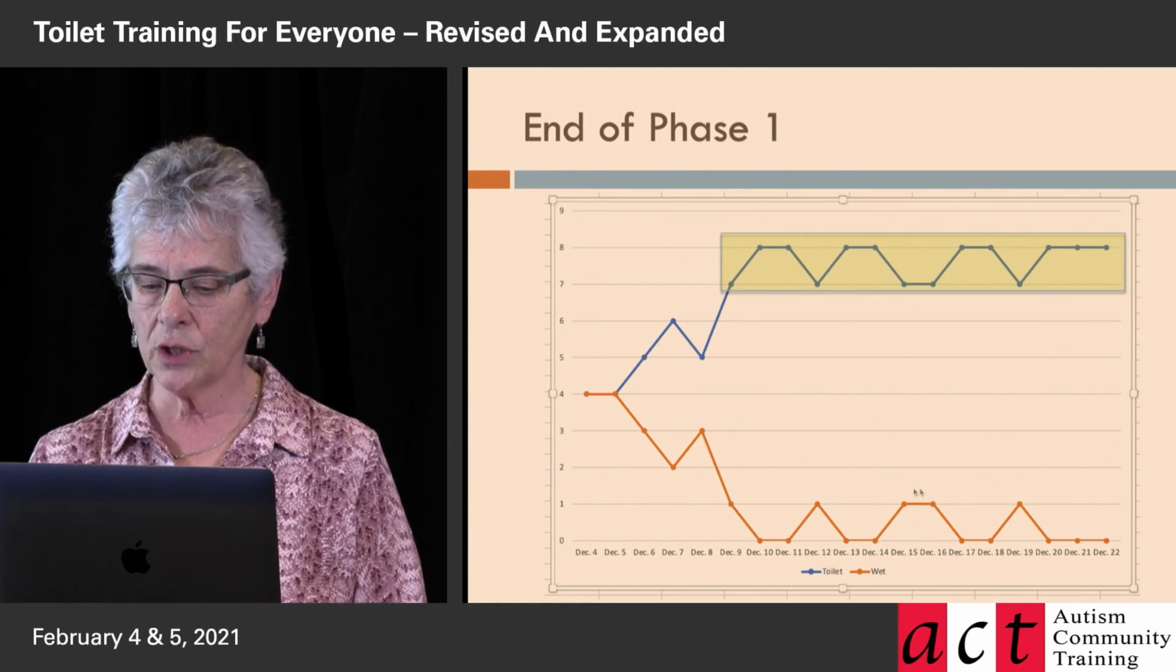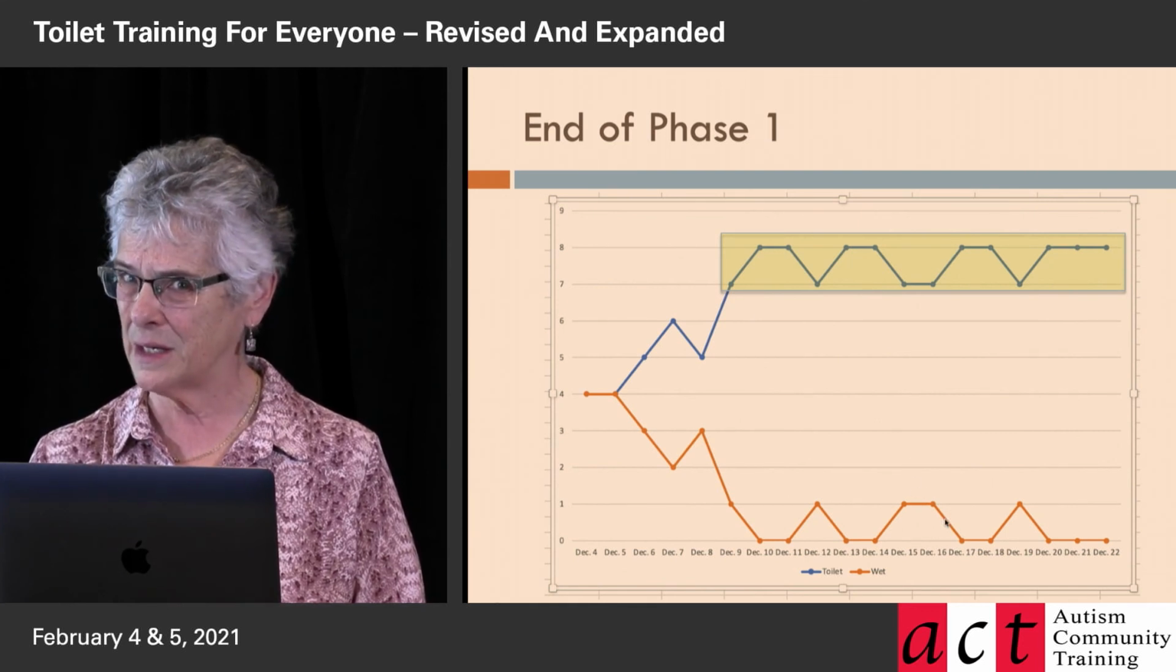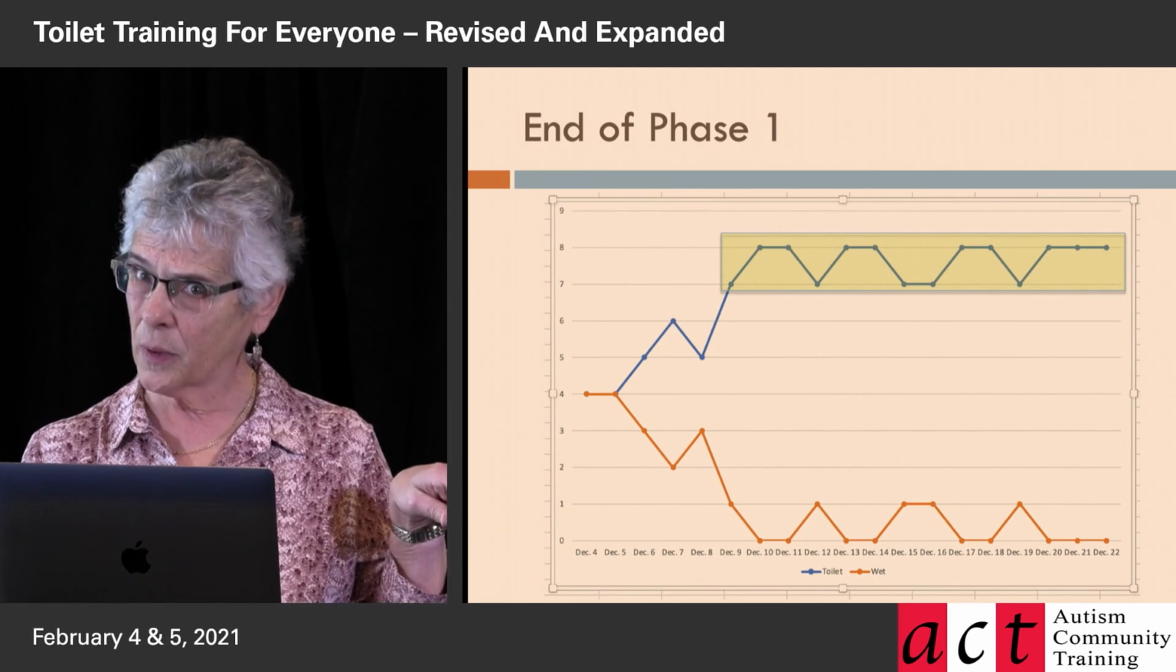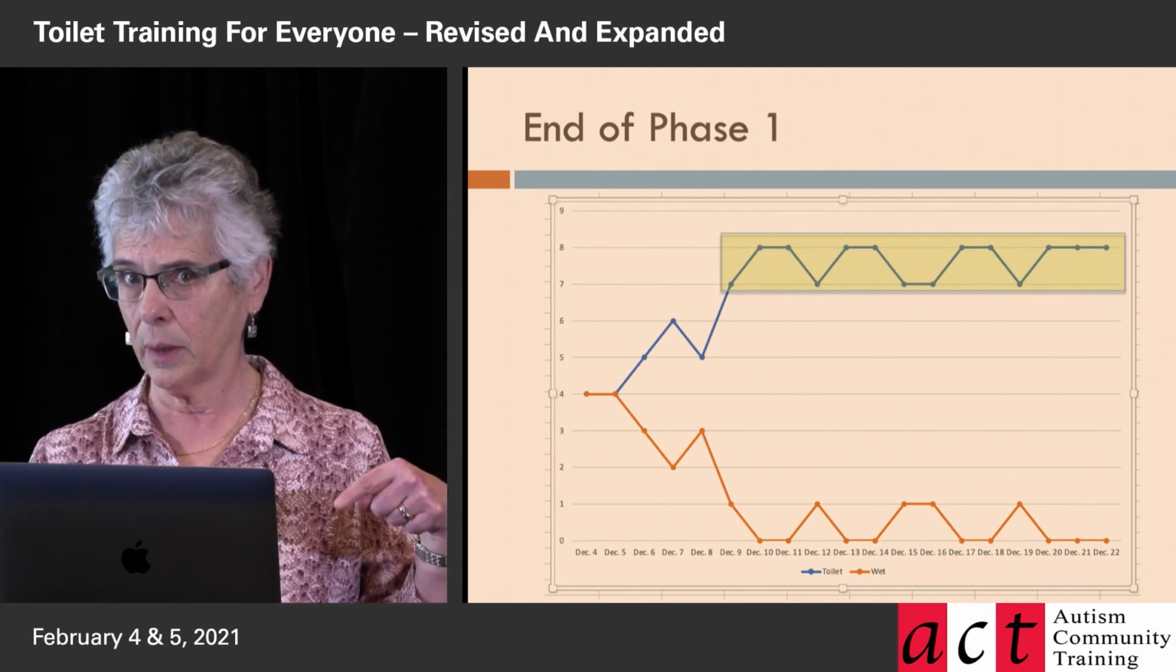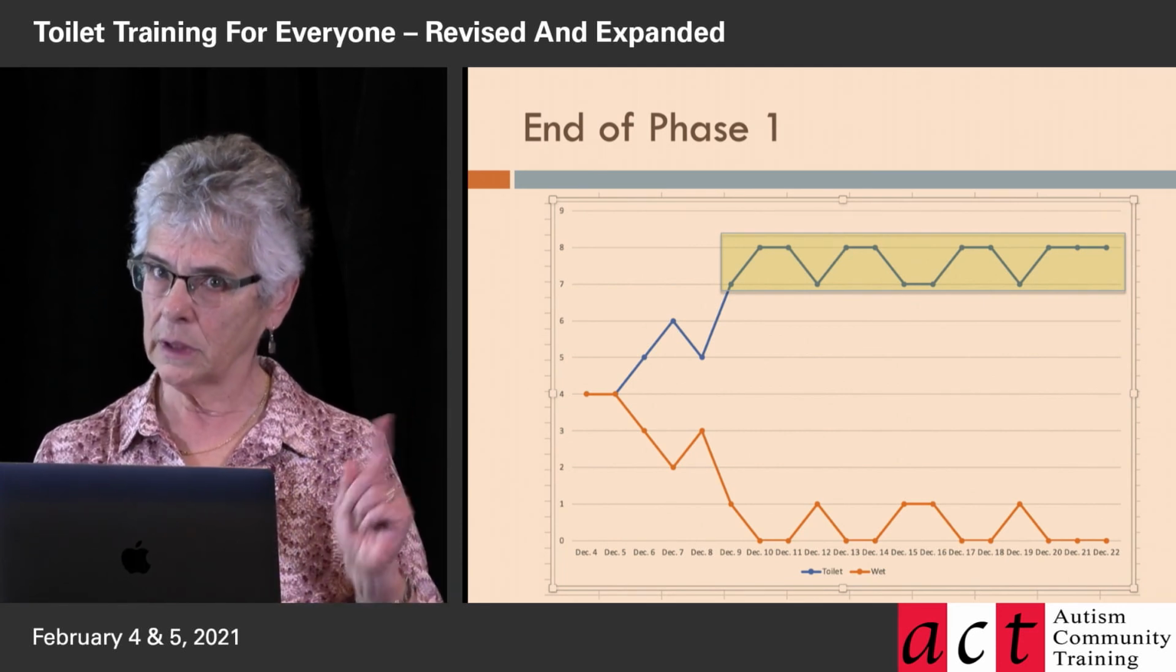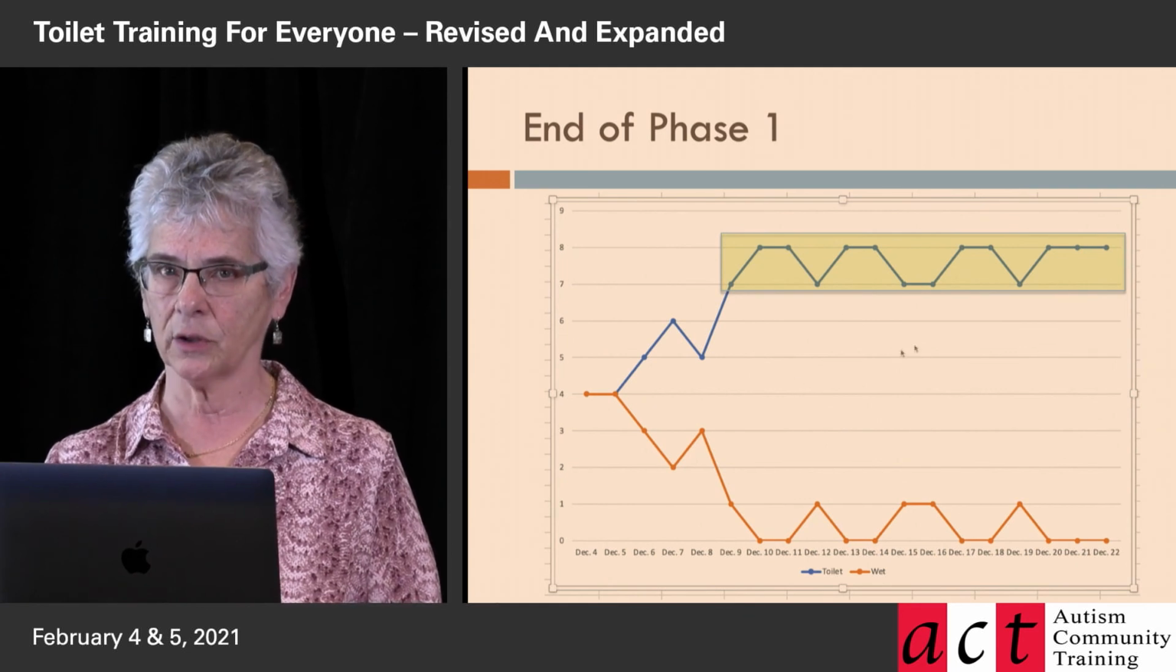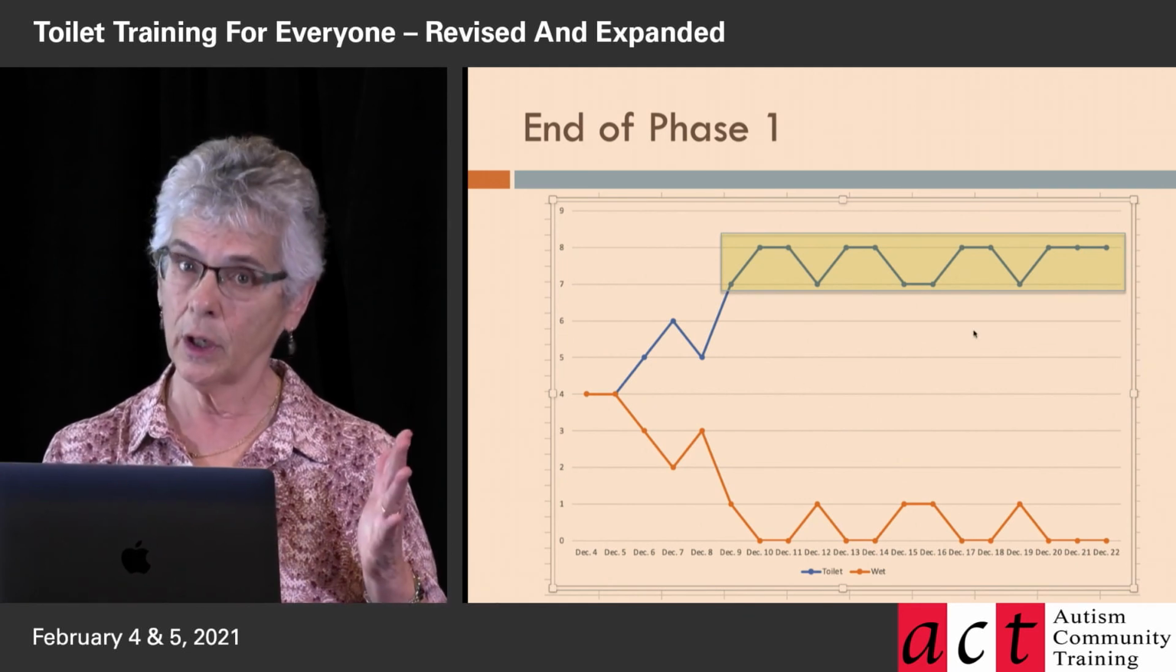So these 2 don't really count that much because it wasn't his fault. It was the trainer's problem, not the trainee's problem, right? Really important. But this is what your graph should look like if you're graphing, which I would encourage you to do.